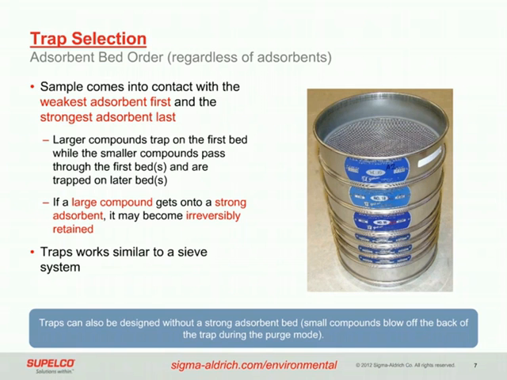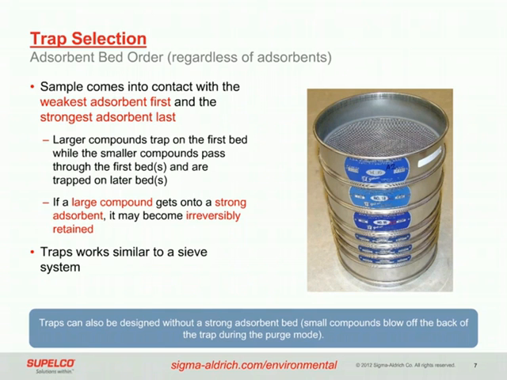You want to build the trap, or the trap manufacturers build the traps, so that the sample will come into contact with the weakest adsorbent first and the strongest adsorbent last, in the purge mode. So we want the larger compounds to trap on the first bed. The smaller compounds will pass through the first bed or two, and they'll trap on the stronger beds later.